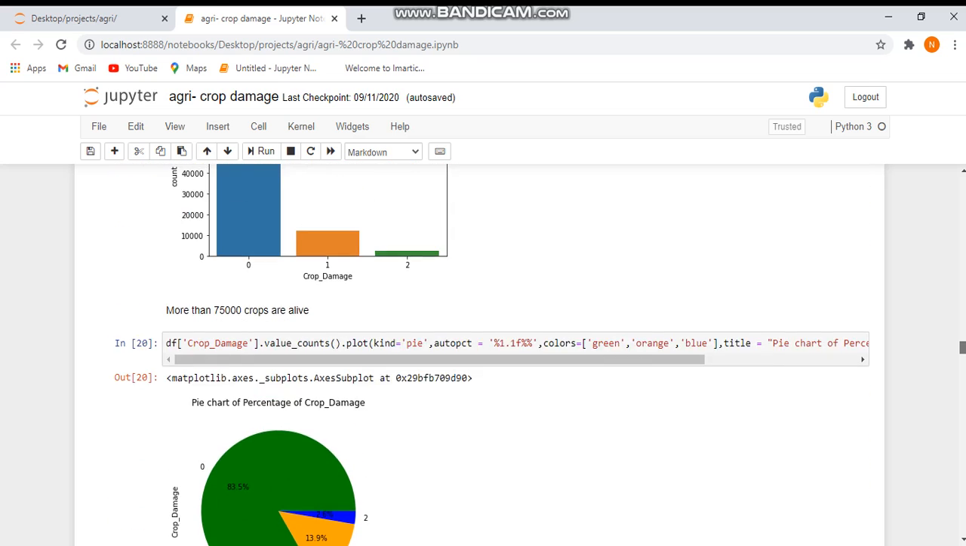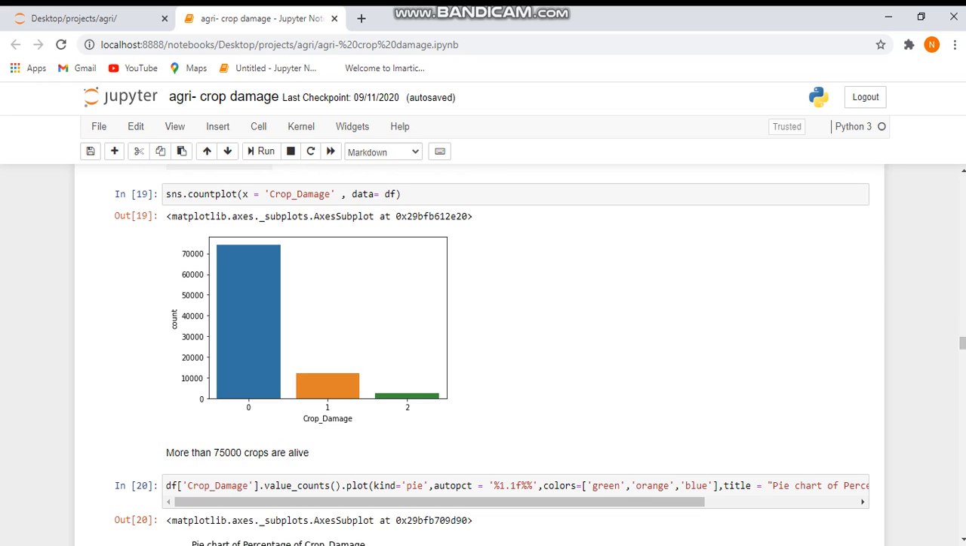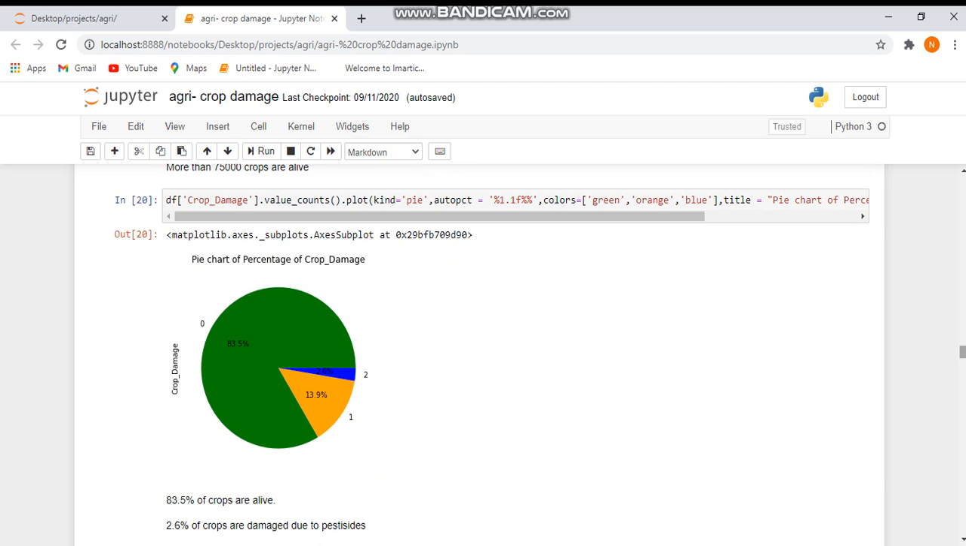So I did some exploratory data analysis. We can see here nearly 75,000 crops are alive, crop damage due to other reasons is only nearly 10,000, and crop damage due to pesticides is not more than 5,000. We can see that 83% of crops are not damaged and alive, and only 2.6% of crops are damaged due to pesticides.